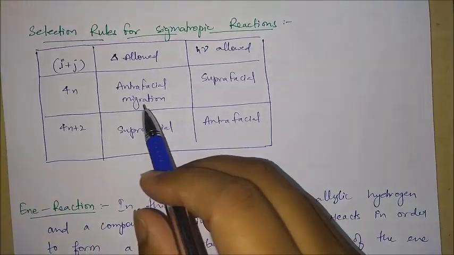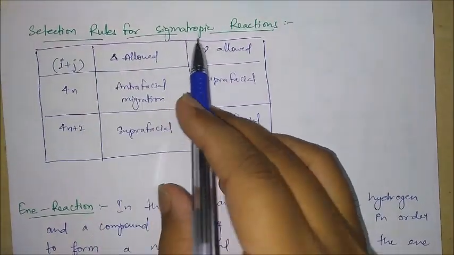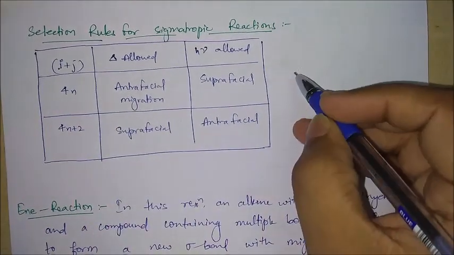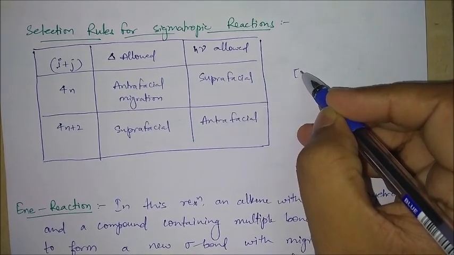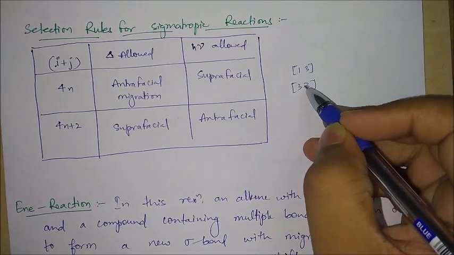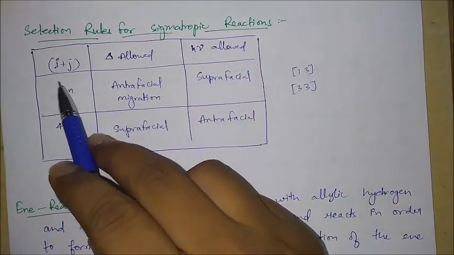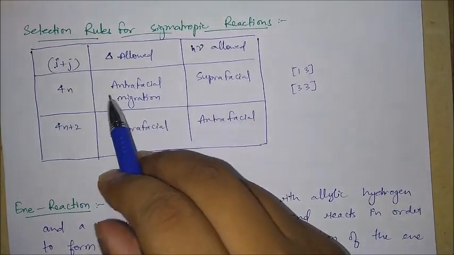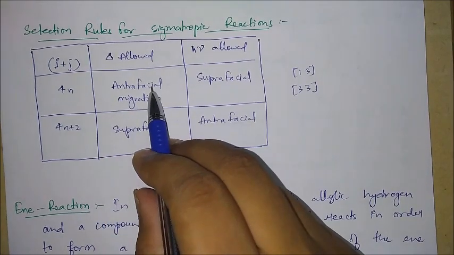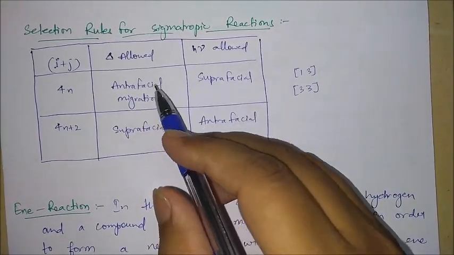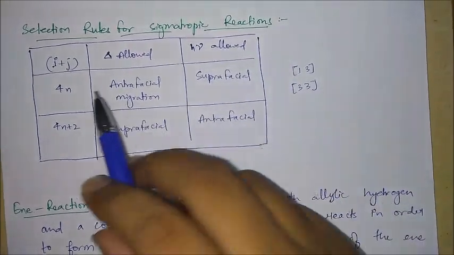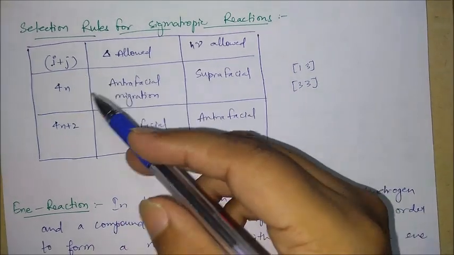Based on the observation, a selection rule has been made for sigmatropic reactions. If you add the values of i and j, which you write in the box, sometimes 1,3 sigmatropic, sometimes 3,3 sigmatropic, and if you get 4n, that is, a multiple of 4, then those sigmatropic reactions are thermally allowed. In the thermally allowed case they are antarafacial. Sometimes a direct question can be asked whether the reaction is antarafacial or suprafacial, and for that this table will work. Otherwise, to find the stereochemistry, I have already told you the way.